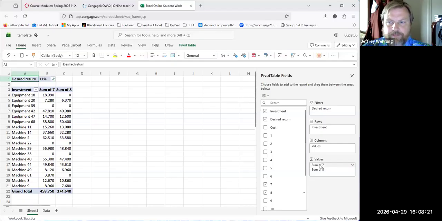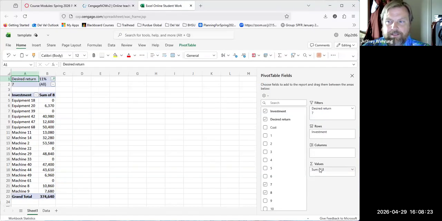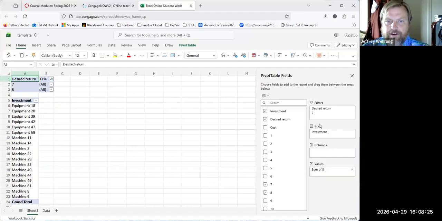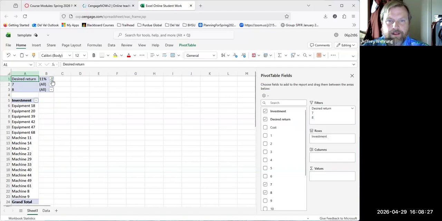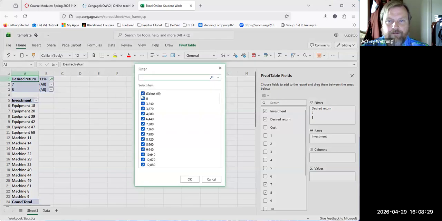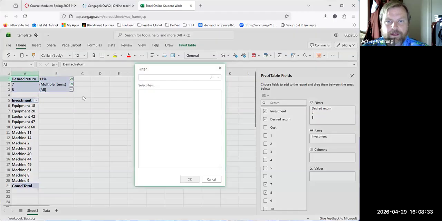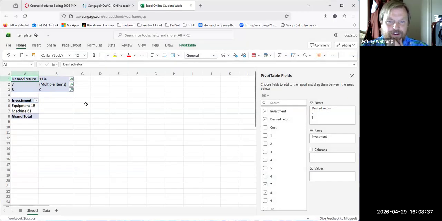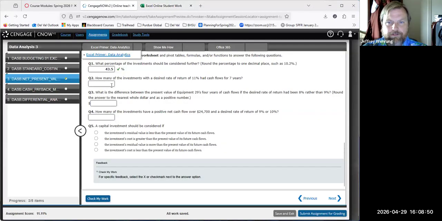Another way I could do it is to put my 7-year and 8-year in the filters, and say I want all of the ones that were non-zero for year 7 and exactly 0 for year 8. And presto, now it shows me I filtered desired rate of return of 11%, has a value for year 7, has a 0 for year 8, and these are the 2 pieces of equipment. So there we go. My answer is going to be 2.